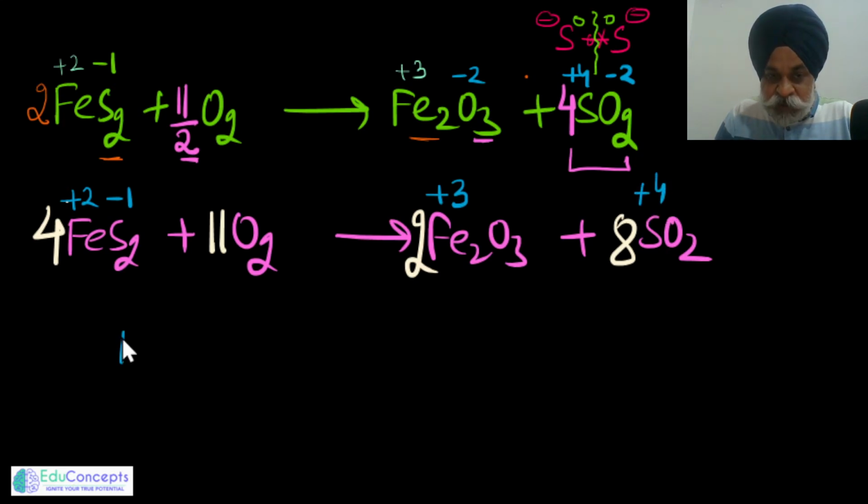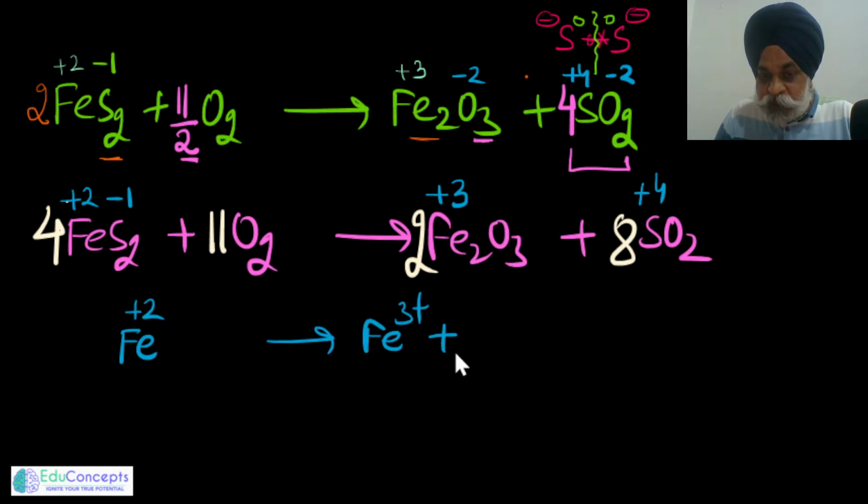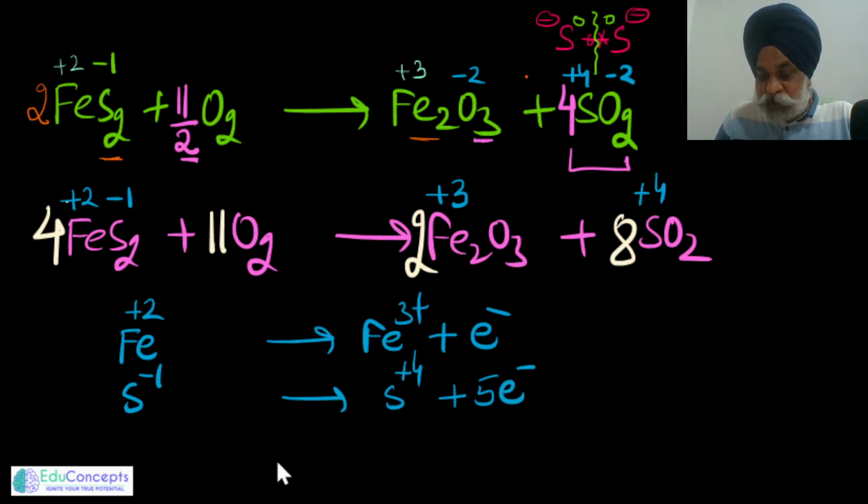Now one way is, if I would just do it like this, iron +2 goes to +3. That would be possible if it loses 1 electron, and there are 2 sulfur atoms. One sulfur atom is in -1 oxidation state, which happens to go to sulfur +4. So in the process it is going to lose 5 electrons. Am I right or not? Yes, I am definitely right. And there are 2 sulfur atoms which are engaging. So this is 2, and 5 into 2 becomes 10.